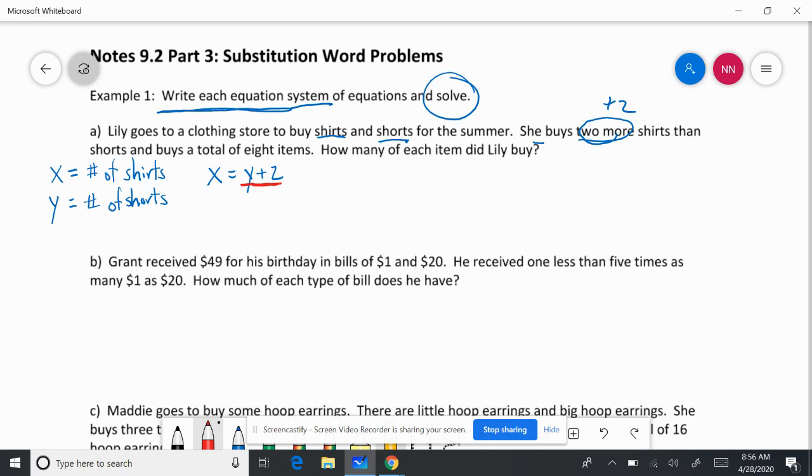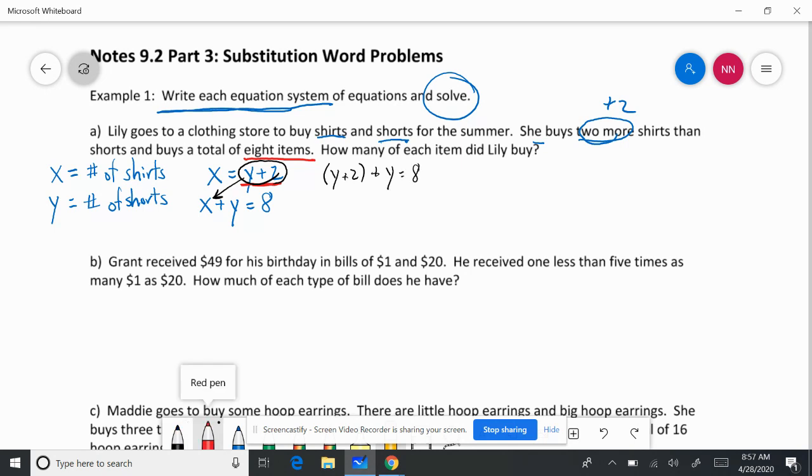The second one tells us she buys a total of 8 items. That means that X plus Y equals 8. Now, that right there is the only new step. Now what we're going to do is the same thing that we've been doing for the past couple days. We're going to solve by substitution, meaning that we're going to take the Y plus 2 and substitute it in for the X in the other equation. So what we get is Y plus 2 instead of an X, plus Y equals 8.